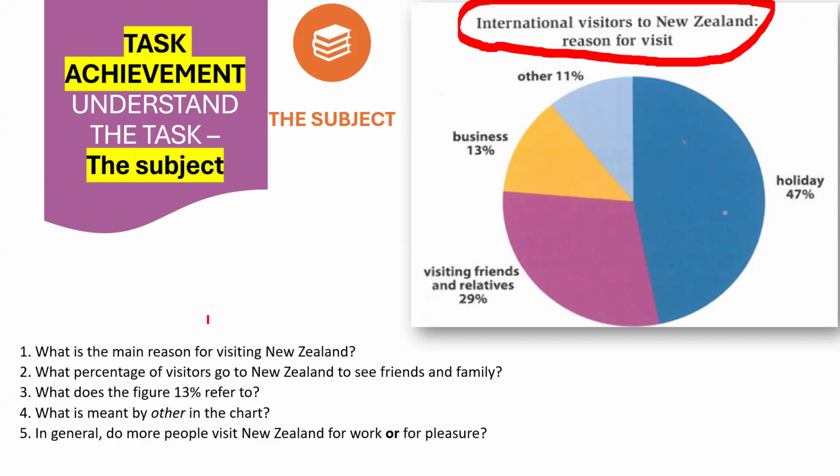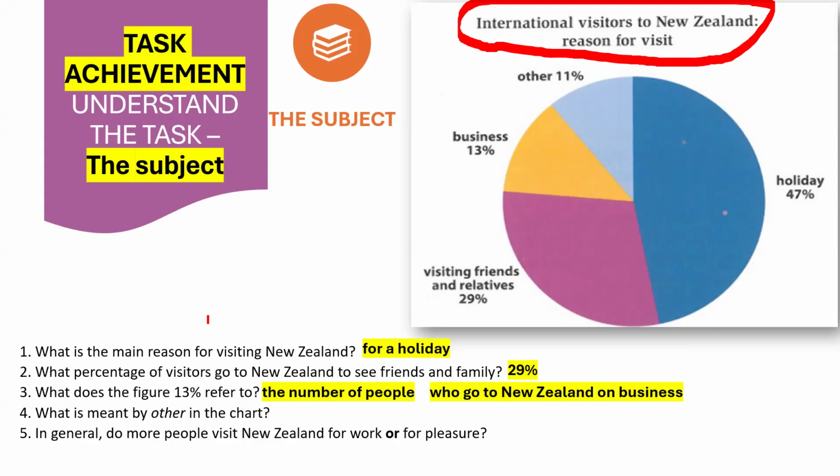So here, for example, what is the main reason for visiting New Zealand for a holiday? What percentage of those people visiting there? 10% for family and friends. What does the figure represent? It represents the number of people who go to New Zealand on business. Other means other reasons. And in general, or an overview, do more people visit New Zealand for work or for pleasure? So of course, for pleasure.